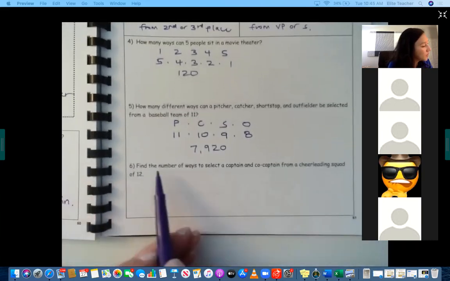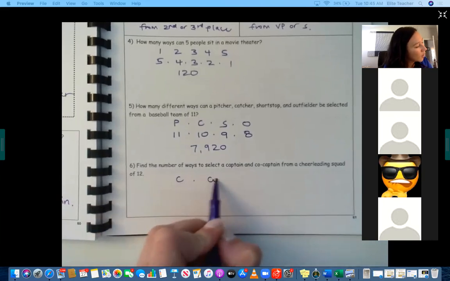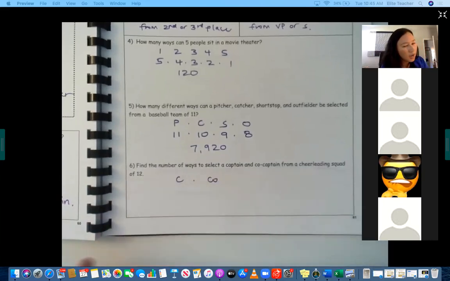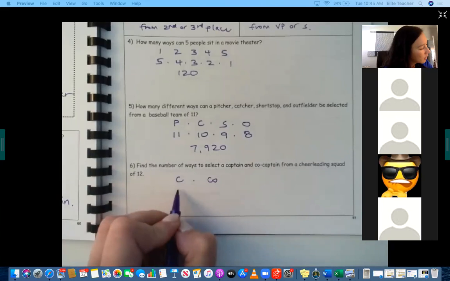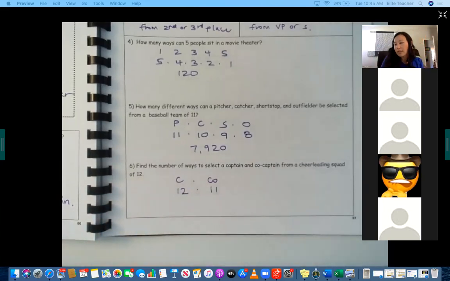And then the last one, number of ways to select a captain and a co-captain from a cheerleading squad of 12. So we have 12 for captain and 11 for co-captain, which is 132 different ways.